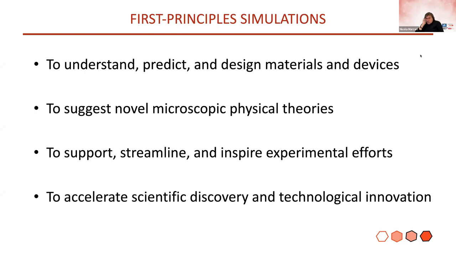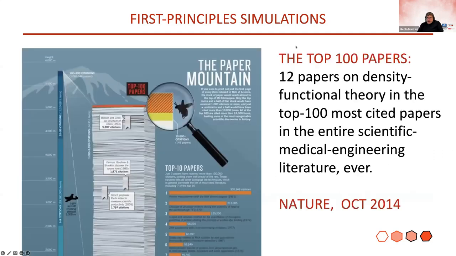Just think of the Berry phase theory of electric polarization and orbital magnetization, which came from the need to calculate properties. Because they can often be very accurate, they can be used to support, streamline, and even inspire experimental efforts. And because they are ultimately based on a computational infrastructure that keeps progressing, even if our algorithms and codes were not to progress, they are a very powerful, almost unique accelerator for discovery and innovation.